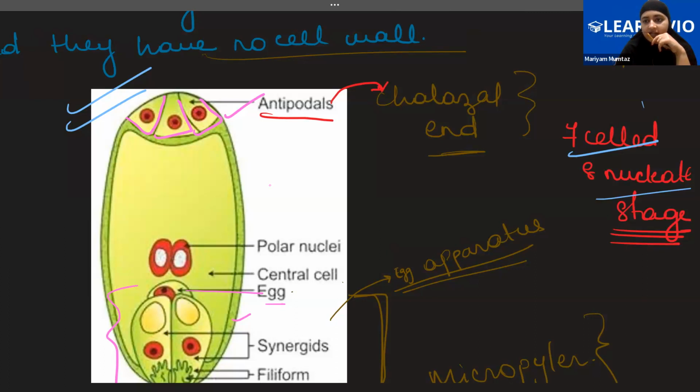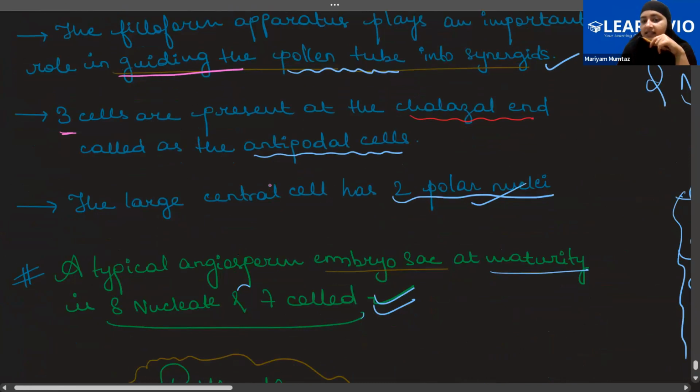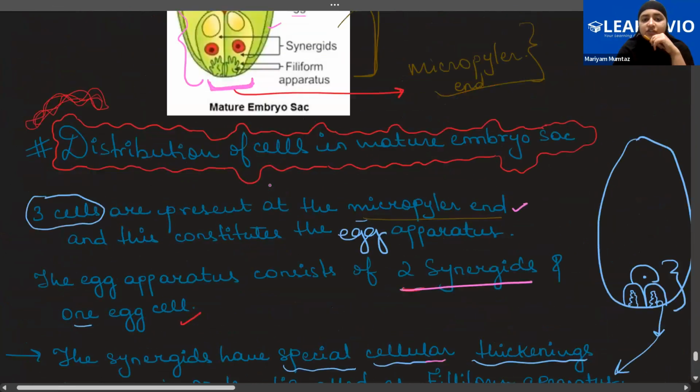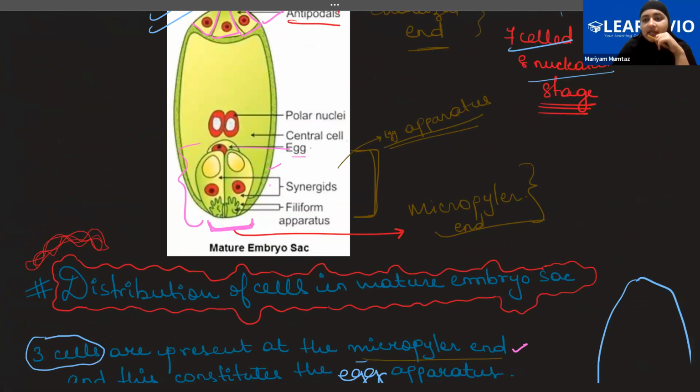Now, 2 of them are left. The large central cell has 2 polar nuclei. The remaining 2 nuclei will not be present in the form of a cell. They will be present as nuclei, not surrounded by any wall, and will be called the polar nuclei. The whole region where the polar nuclei are present is known as the central cell. So the polar nuclei are situated in the central cell. Is it clear?